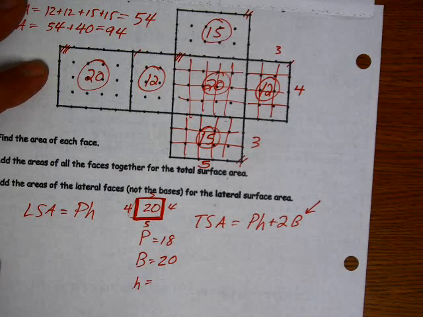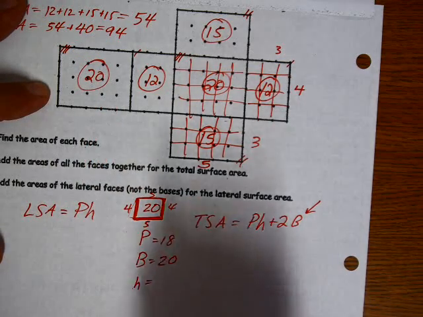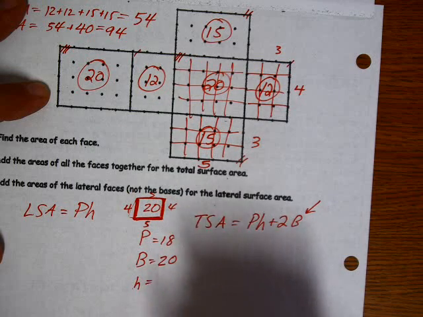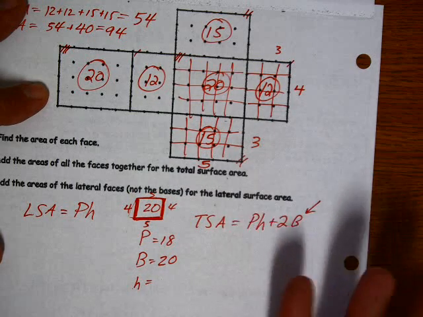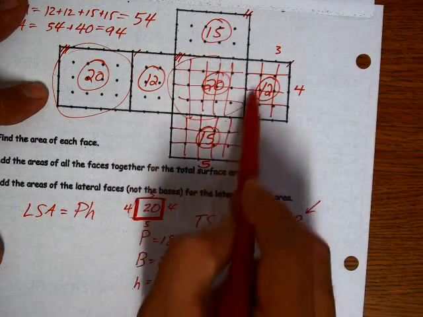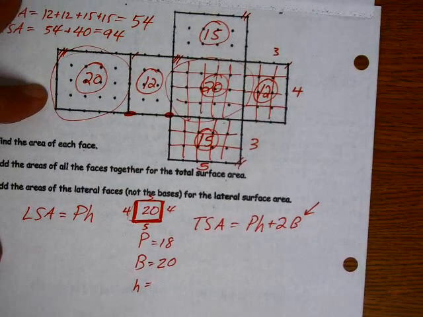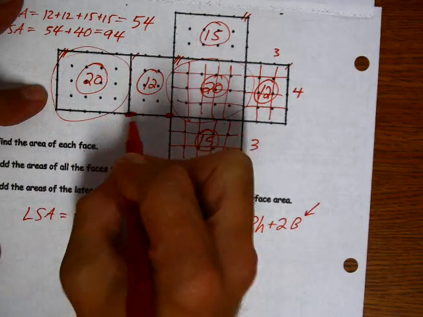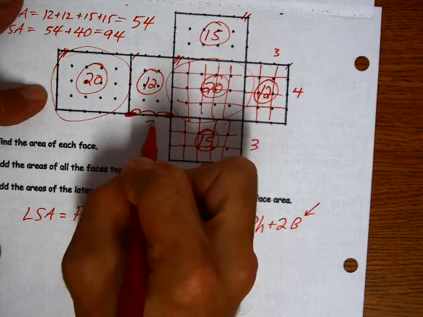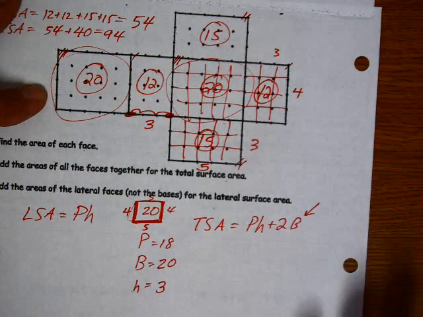Now, the height of this shape. Well, if we're using 20 as the base, remember, whenever you are talking about the height of a prism, it's the line that connects the two bases. So here's one base, and here's the other, which means this line right here is the line that connects those two bases. So that's 1, 2, 3. So the height of our prism in this case would actually be 3.